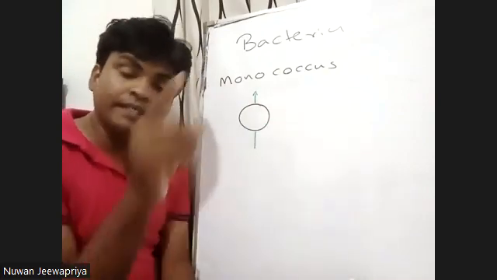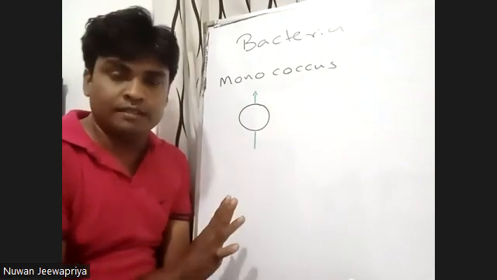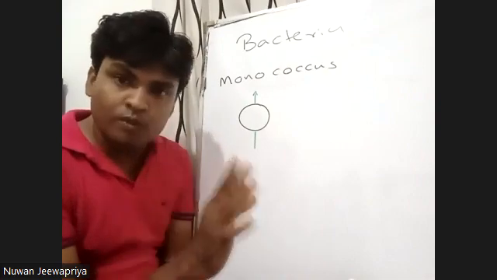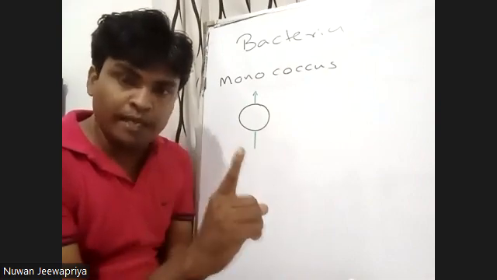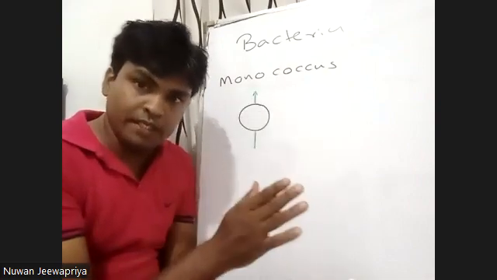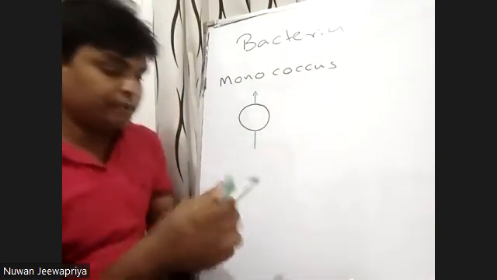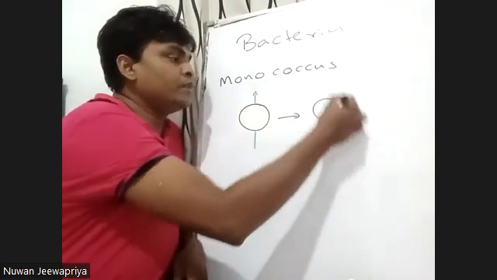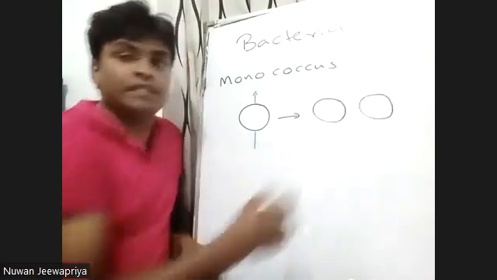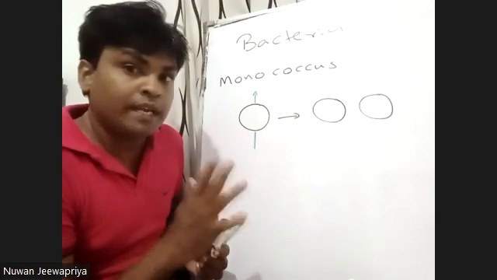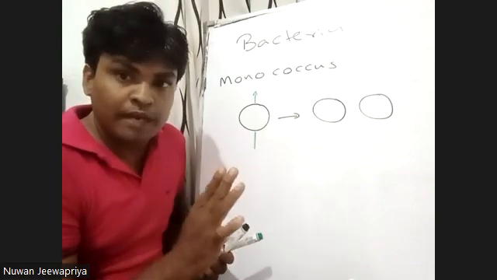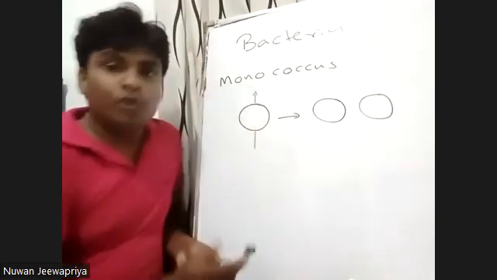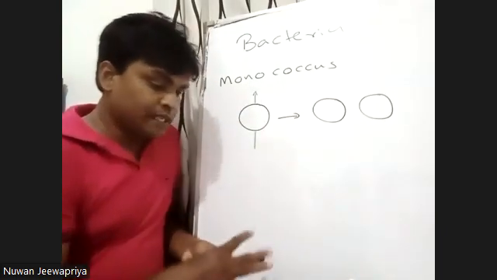So they always exist as single cells. That is why they are called monococcus. In the monococcus, how many planes? One plane. After the cell division, the newly formed cells, which we call daughter cells, are separated like this. So with one plane, newly formed cells are separated. That is monococcus. Right. We go to the next one.